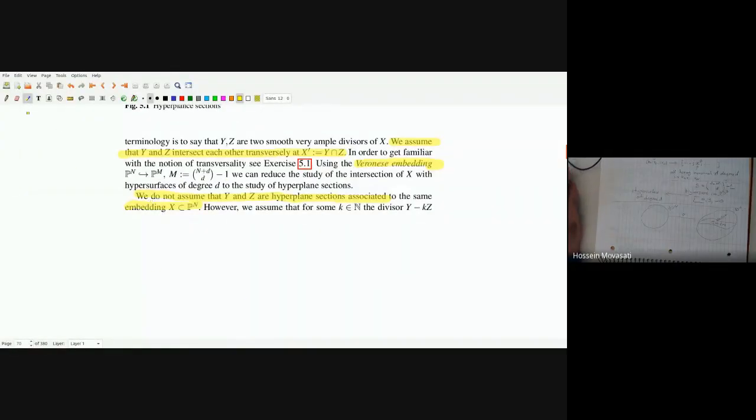Maybe this observation that here, we don't assume that y and z are hyperplane sections attached to the same embedding x. Maybe in the book I have written it again a little bit more general.